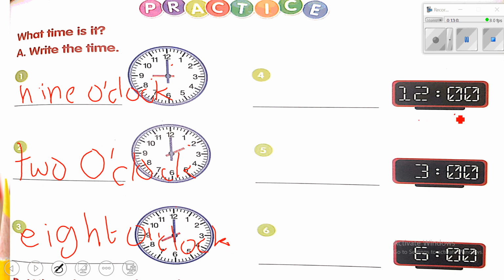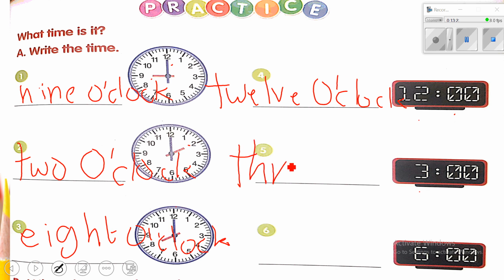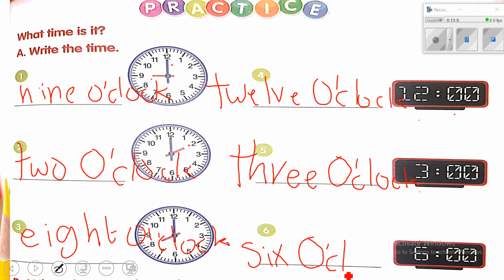Here, H-M. Here I have 12 hours. Perfect. You don't have to write 12. It's 12 o'clock. And here is nice 3 o'clock. And here is very nice 6 o'clock. Perfect.